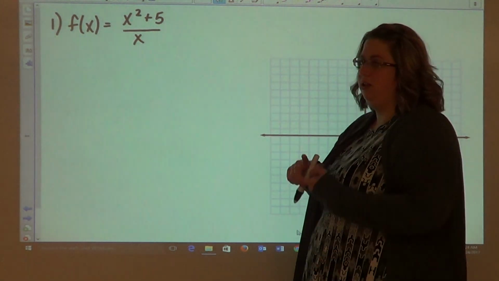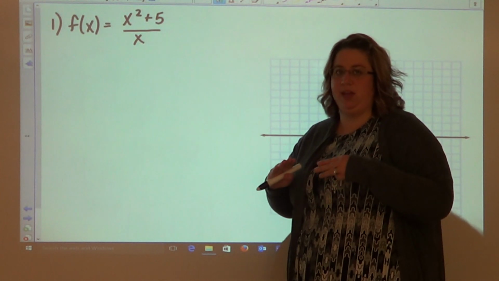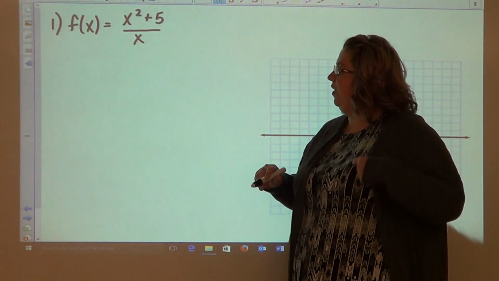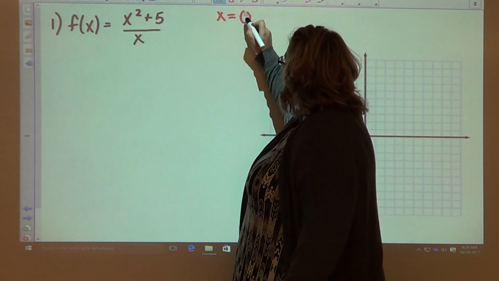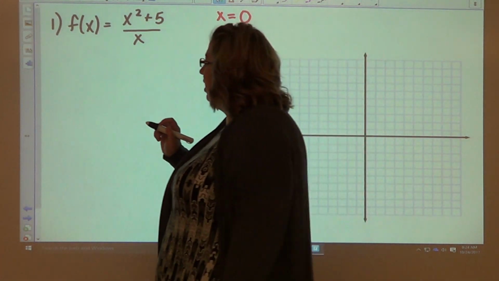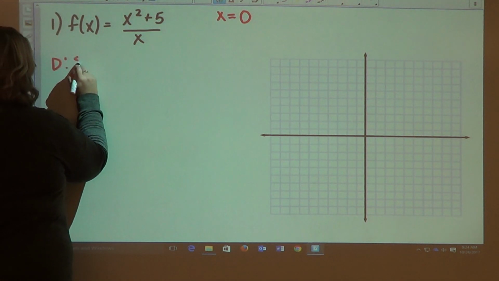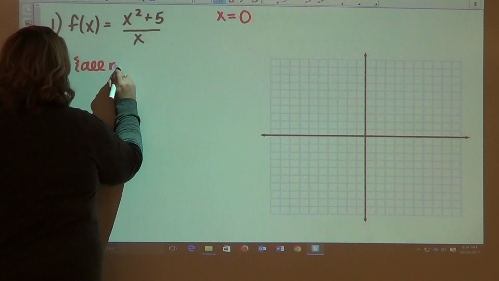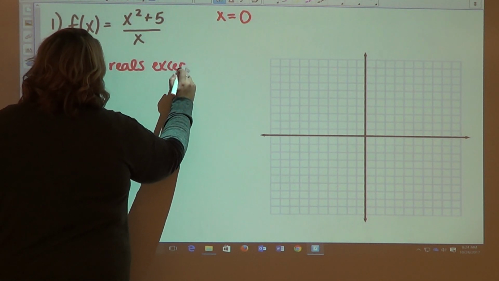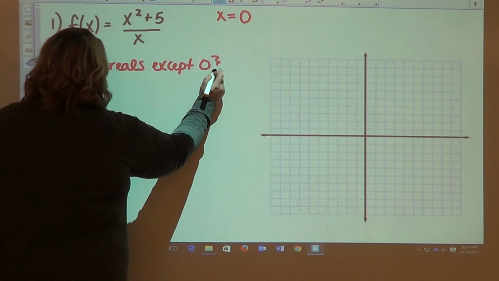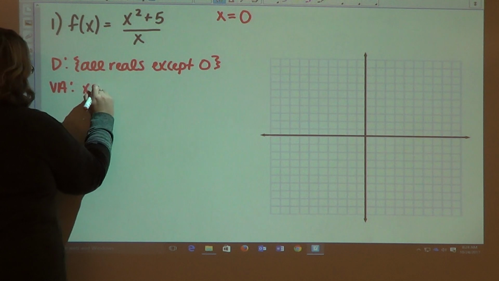Okay, domain and vertical asymptote, horizontal asymptote, exactly the same thing as part 1. So to find the domain, we set the denominator equal to 0 and we solve. That's already solved, so the domain is all reals except that number. So my domain is all reals except 0, which means my vertical asymptote is x equals 0.